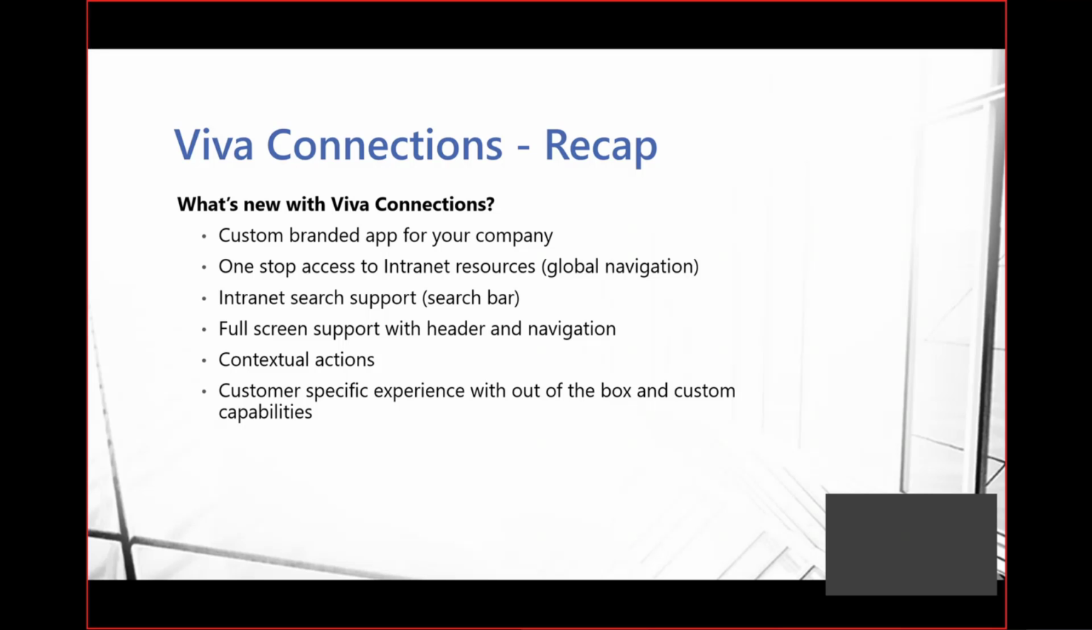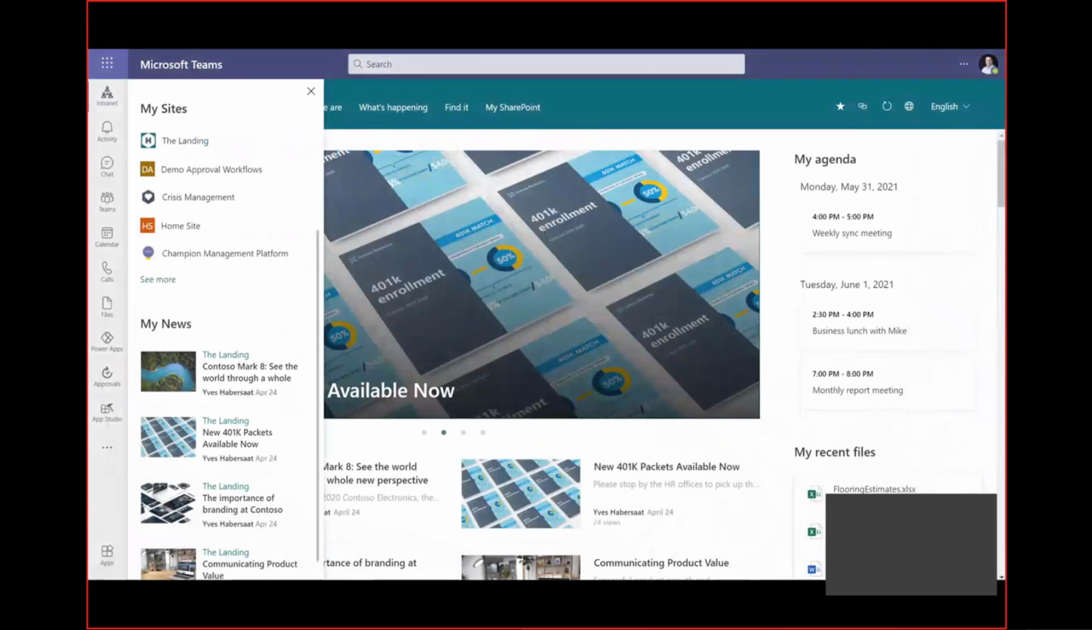And if we see the Viva Connections experience right now, what's new with the Viva Connections experience? You have a custom branded app. This is the entry point of your Viva Connections. Then you have access to your intranet resources with a global navigation. This global navigation includes news, your sites, and a global navigation menu. This is where you can access everything inside your intranet.